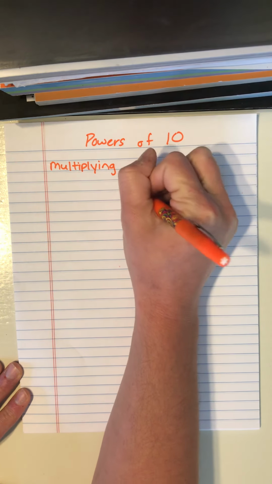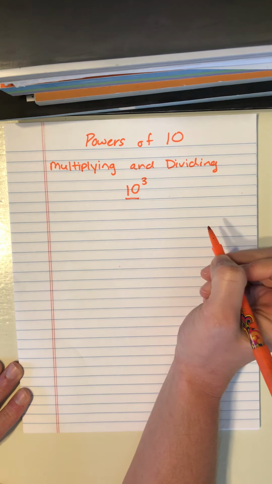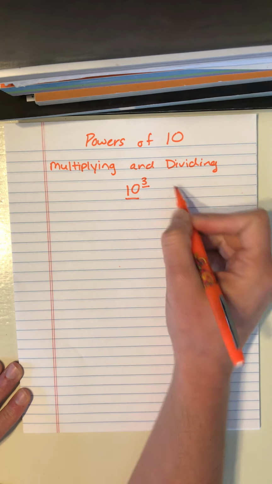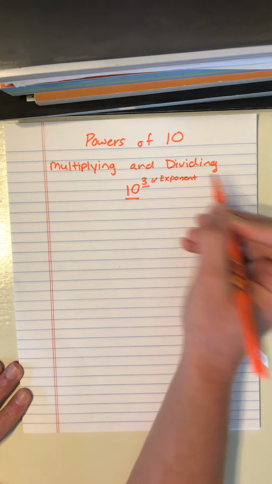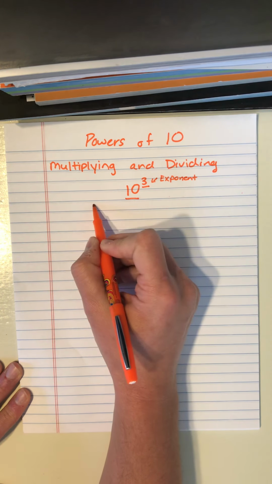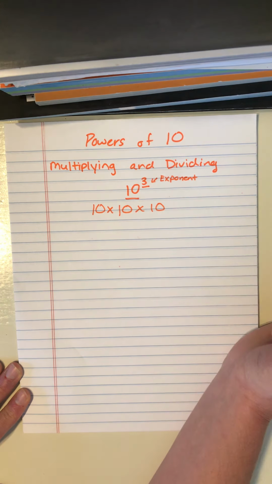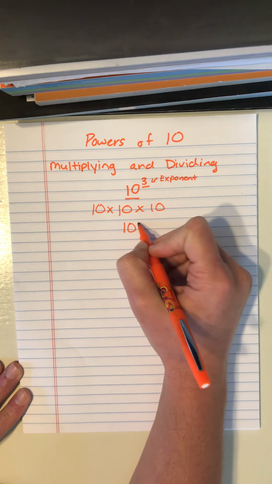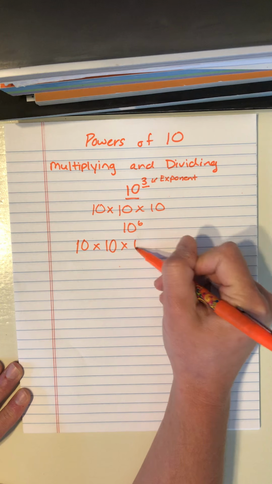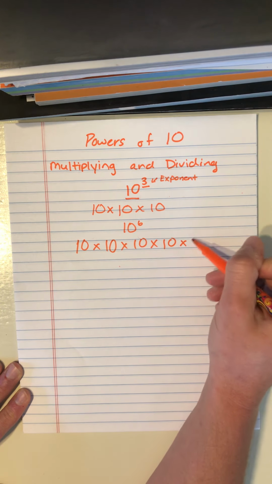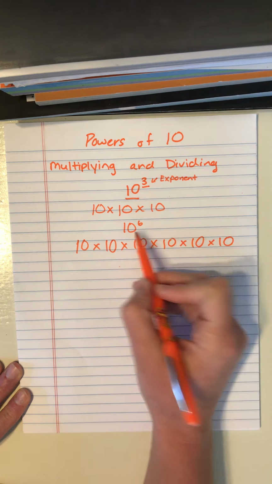So if I have 10 to the third power, remember this is our base, 10, and this is our exponent. Okay? When we have 10 to the third power, that just means 10 times 10 times 10. If I had 10 to the sixth power, that would be 10 times 10 times 10 times 10 times 10 times 10. This exponent tells us how many times we're multiplying our base number.